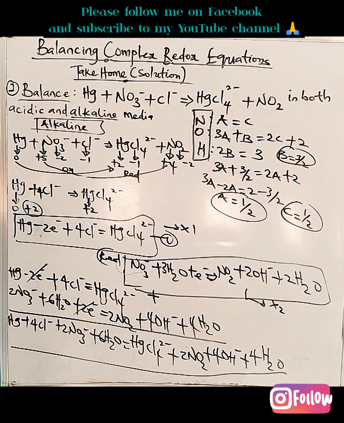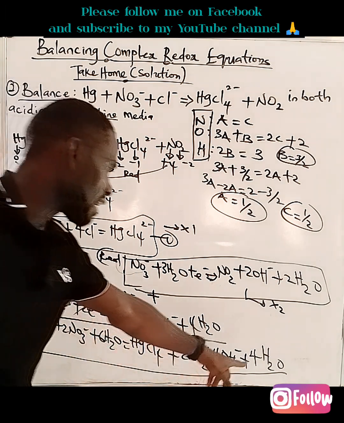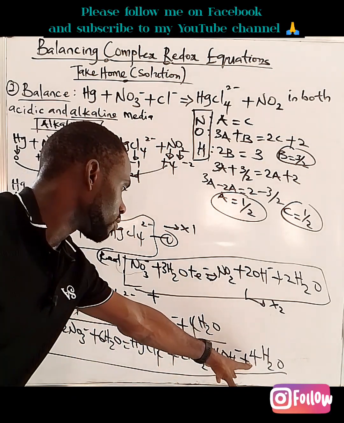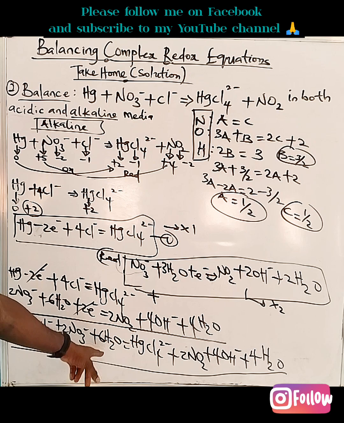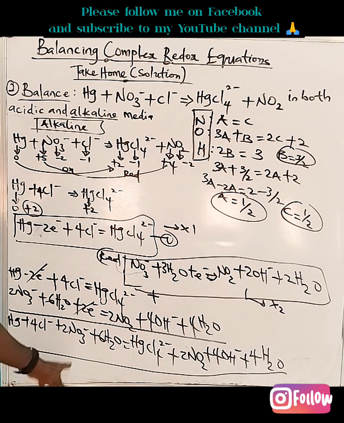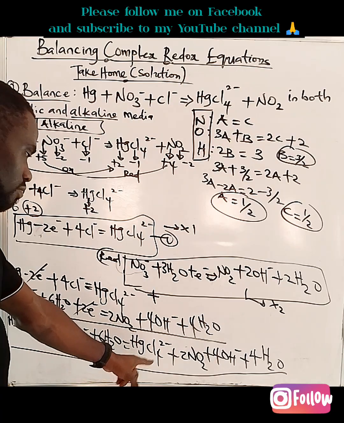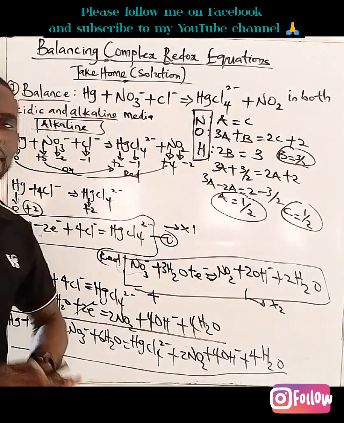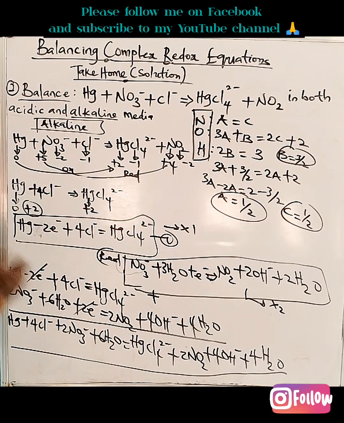So what are we going to do next? We have 6 molecules of water here and 4 molecules of water. So what we're going to do next is the 4 molecules of water can cross over to this place. That will be 6 molecules of water minus 4 molecules of water. That will be 2 molecules of water. So every other thing is balanced out. We have Hg plus 4Cl minus plus 2NO3 minus plus 2H2O equals to HgCl4 2 minus plus 2NO2 plus 4OH minus. And that is how to balance this in alkaline medium.